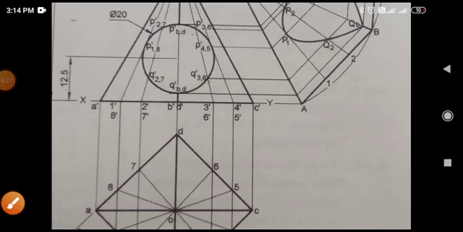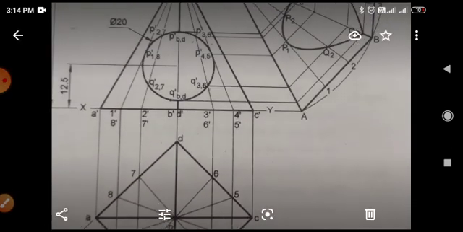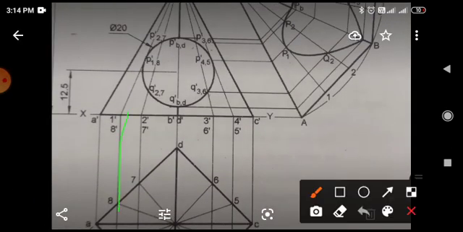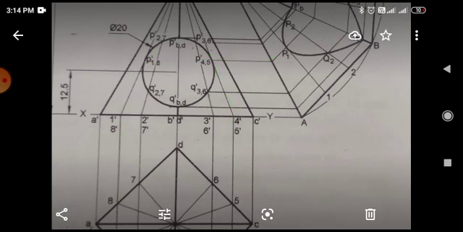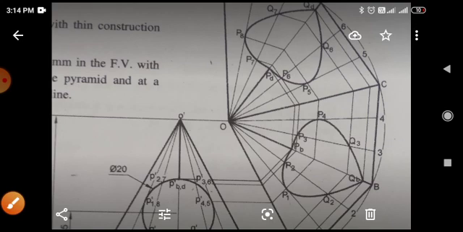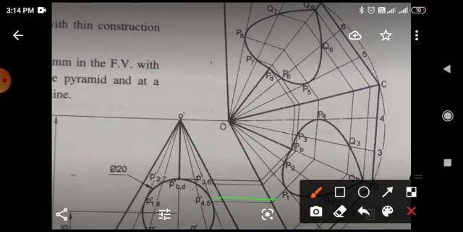Here you can see 1 and 8. This is 1 and 8 passing from here, and 4 and 5 passing here. If you take this projection, you can see that 1 8 and 4 5 are on the same projection line. Keep this in mind. This much you can see.